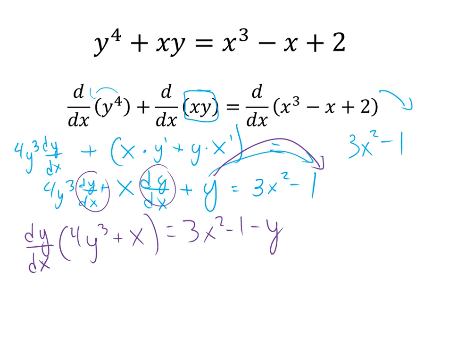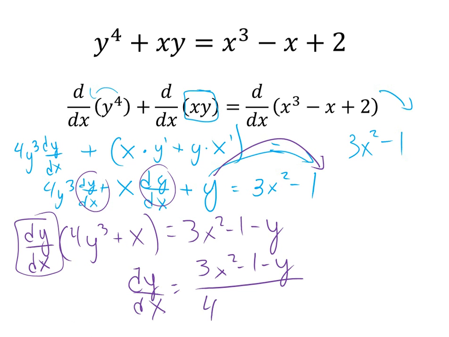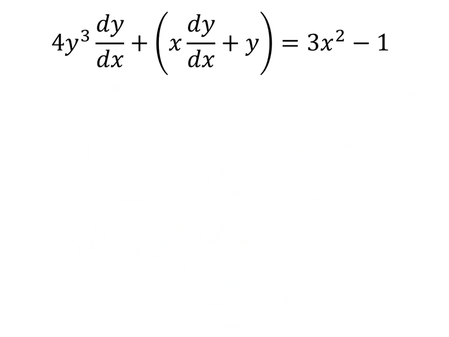And now you want to get the dy dx by itself, divide it through, giving you dy over dx is equal to 3x squared minus 1 minus y, all over 4y cubed plus x. Okay. And that would be our differentiation of this function for any point.